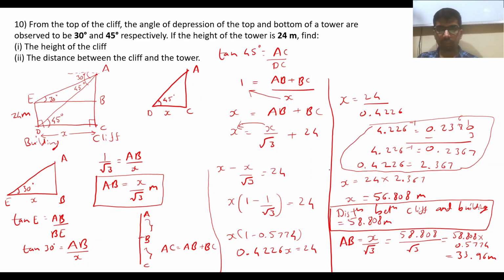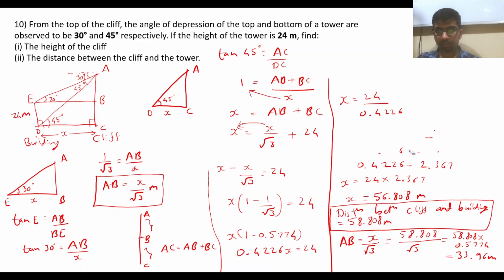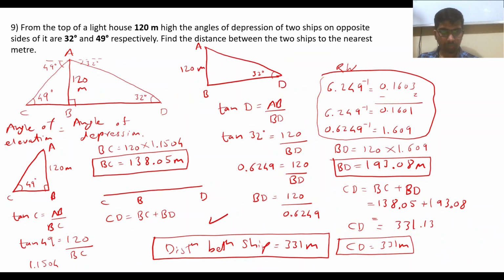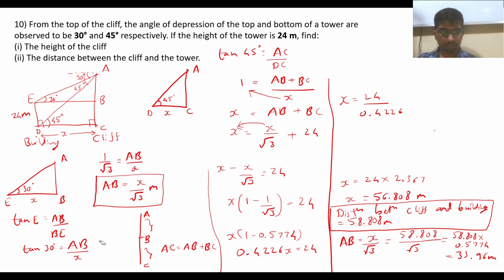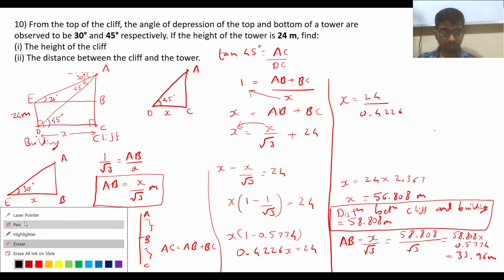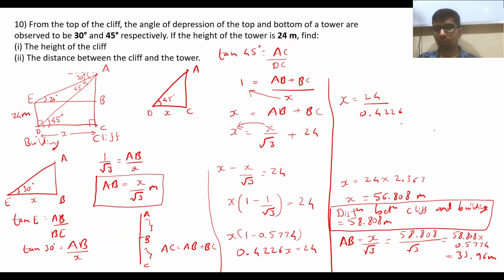So I'll do over here. ठीक है. I'm removing the rough work because I need space. Find the height of the cliff. ठीक है. So we have to find what? AC. AC is AB plus BC.